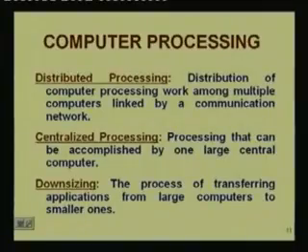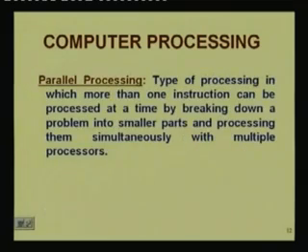Then we have the centralized processing. The processing that can be accomplished by one large central computer is not the proper idea today. Downsizing, the process of transferring applications from large computers to smaller ones. Then parallel processing, the type of processing in which more than one instruction can be processed at a time by breaking down a problem into smaller parts and processing them simultaneously with multiple processors.